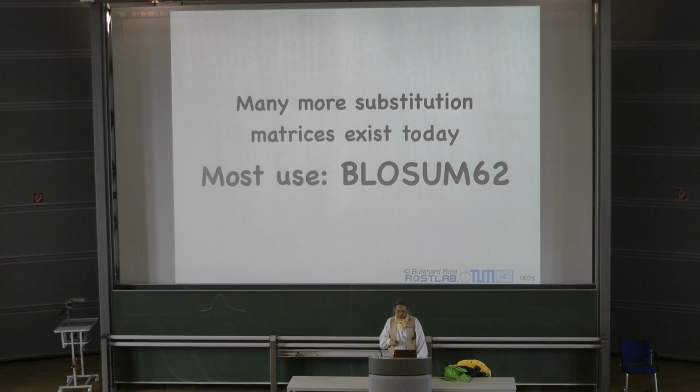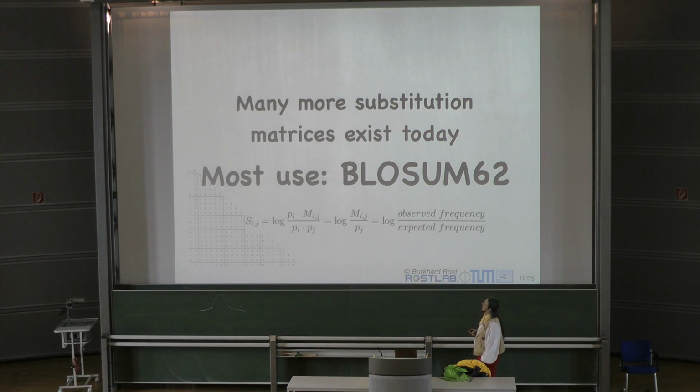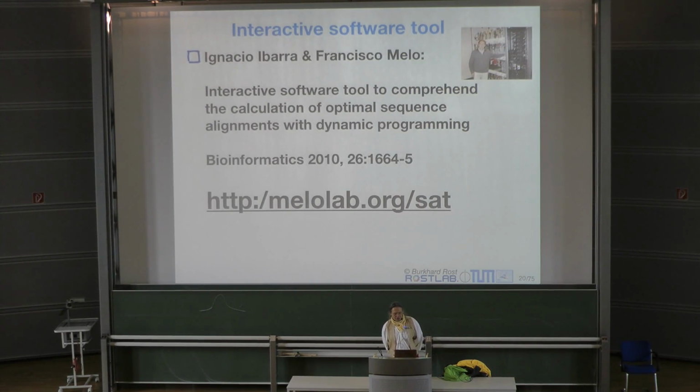There are many substitution matrices available, scoring matrices available. Blosum is the most common one, and there's a series of Blosum matrices, and one is 62. It's compiled by some log odds on some data set of alignments that we know essentially are right. There's an interactive software tool from Francisco Melo that allows you to play around with alignment methods. I liked it when I played around with it.